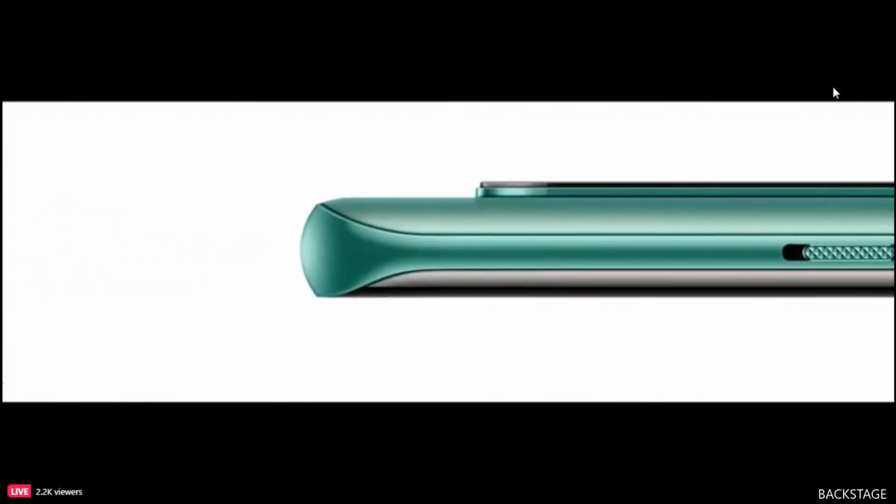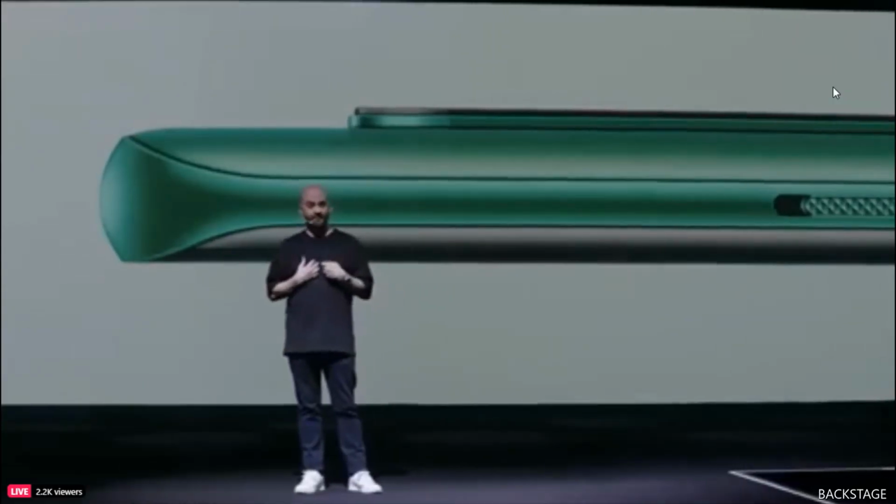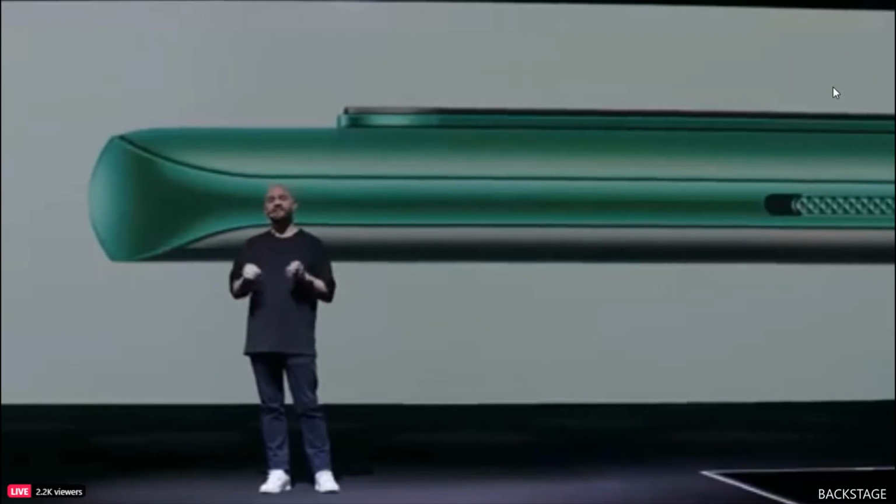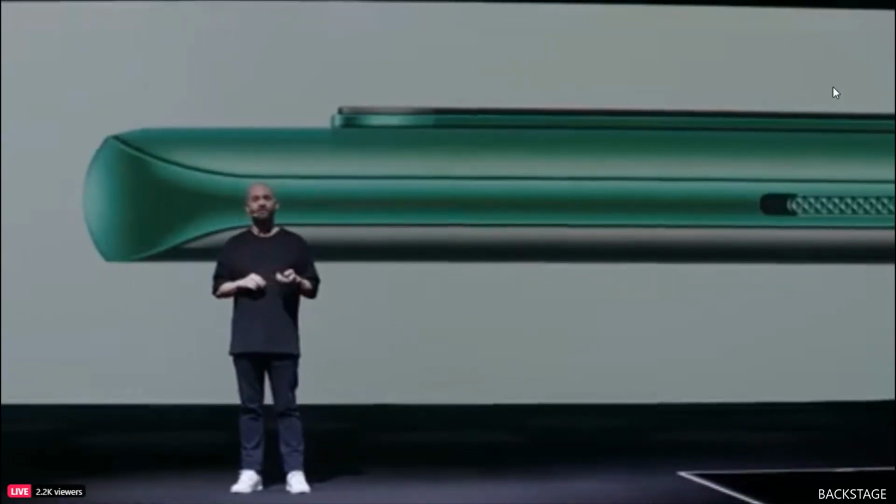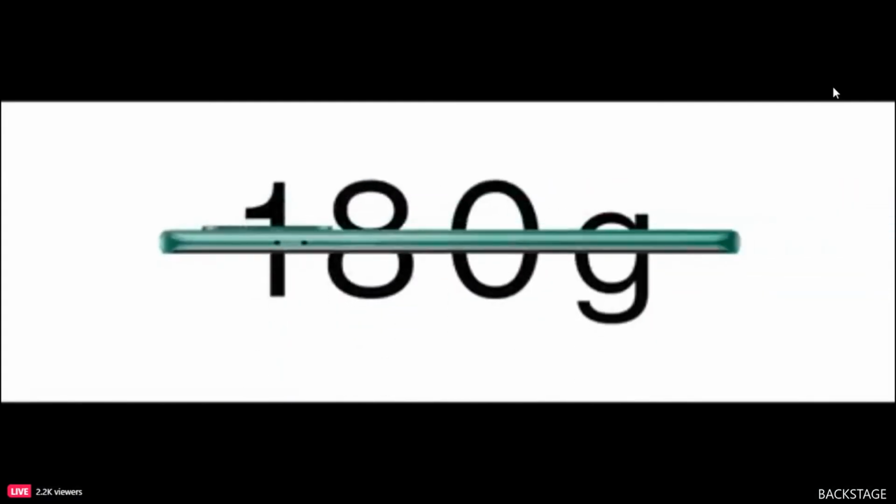We also gave the OnePlus 8 shorter and tighter curves along the sides of the display compared to the OnePlus 7 Pro for a grip that's both more comfortable and more secure. Now, personally, my favorite part of the design, the OnePlus 8 is amazingly light. We've optimized the internal components to reduce the weight to just 180 grams, making it one of the lightest flagship phones you can find anywhere on the market.